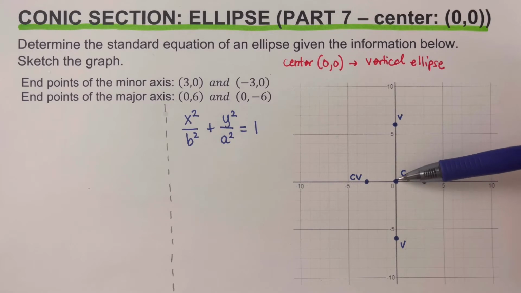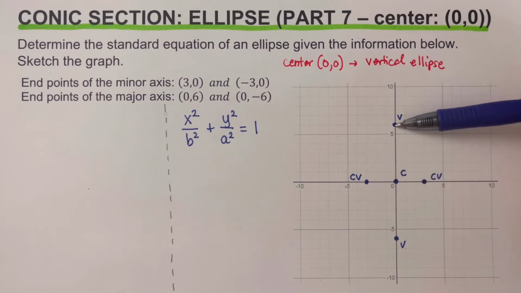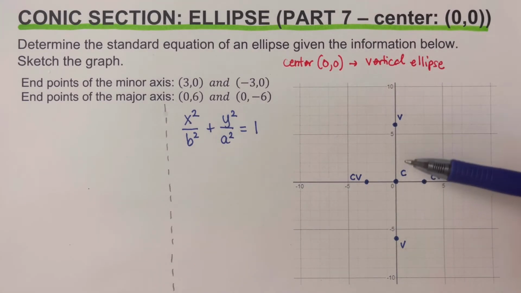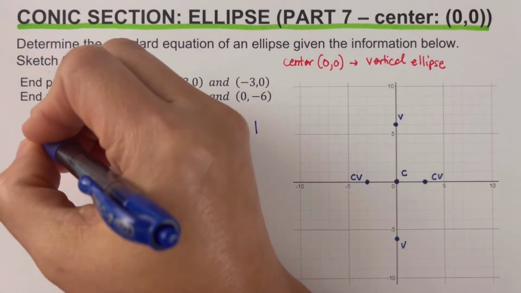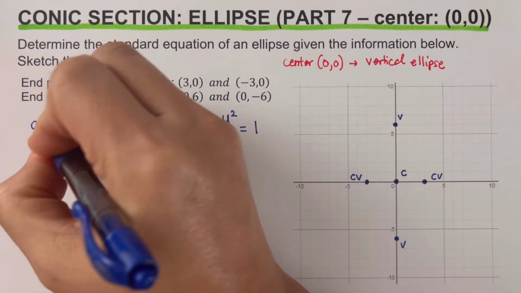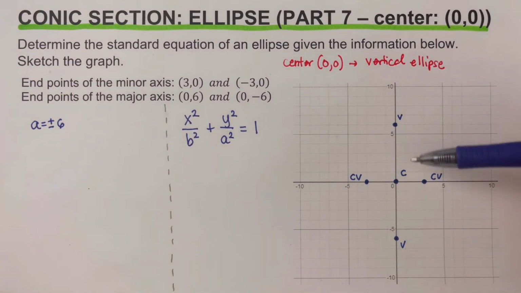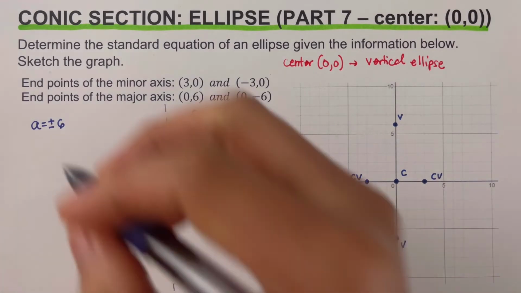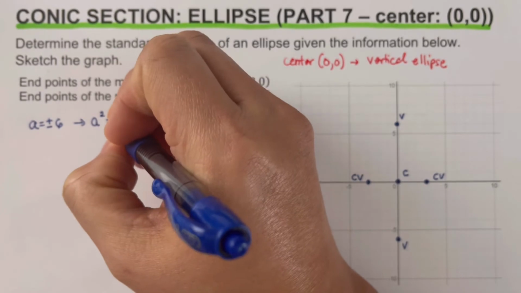So in this case right here, we can just go ahead and count 1, 2, 3, 4, 5, 6. You can also use the distance formula between the center and the vertex. That would give us 6. So we can say that our A is plus minus 6. Again, our A is along the major axis. Now, we can therefore say that our A squared is actually 36.